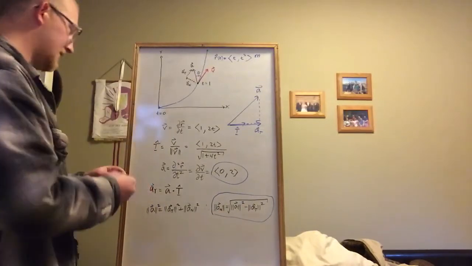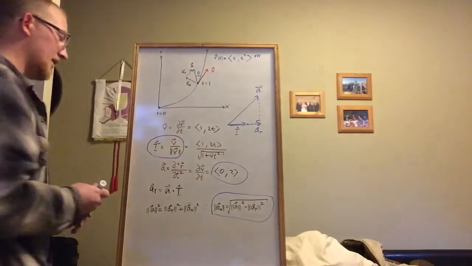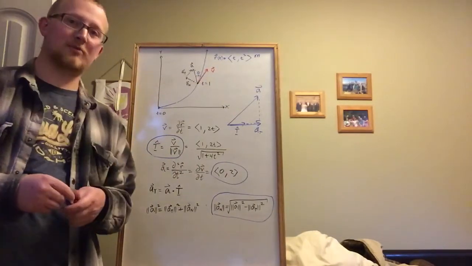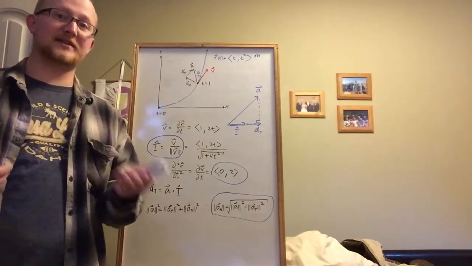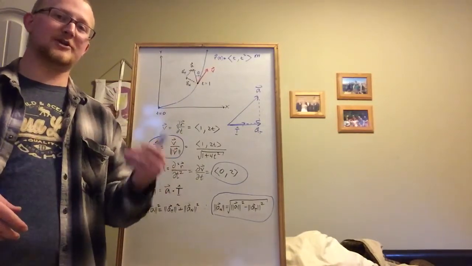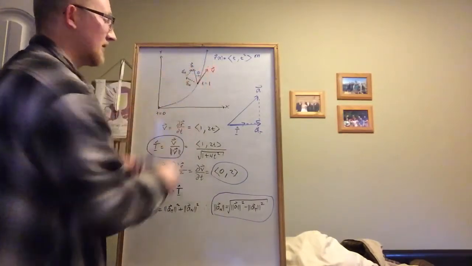This is why we always use the unit tangent vector to derive our normal vector and not just our acceleration vector, because acceleration, if there's any tangential velocity, will not be orthogonal to our tangent line.